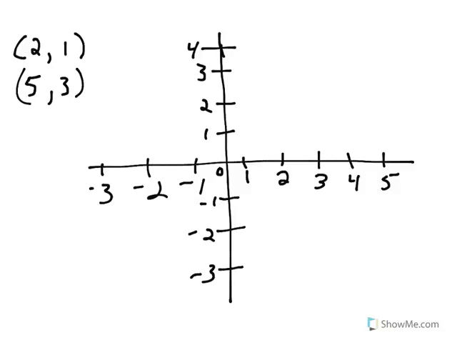Another way to find the slope of a line is by looking at its graph. If we were to plot those 2 points and draw the line, we would plot 2, 1, right about there, and we would plot 5, 3, right about here, and we would connect the dots with a line. We can find the slope by looking at that graph.